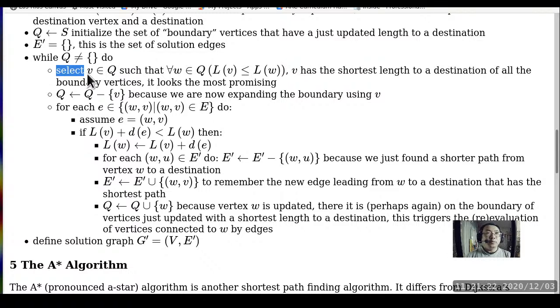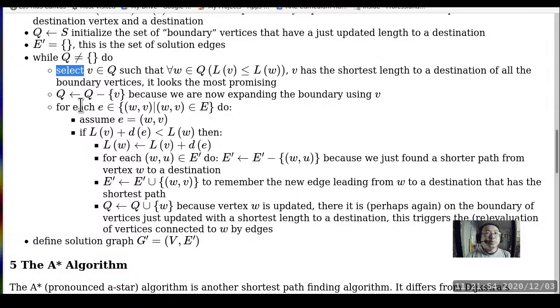So anyway, once we select V out of Q, the next thing we do is we remove V from Q, so that we make sure that we do not consider the same vertex again, unless there's a good reason. There are times when we need to reconsider a vertex that we have already considered before. But in general, once you select something and say, this one looks promising, you take it out of Q.